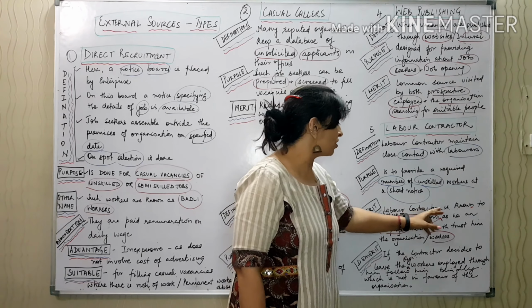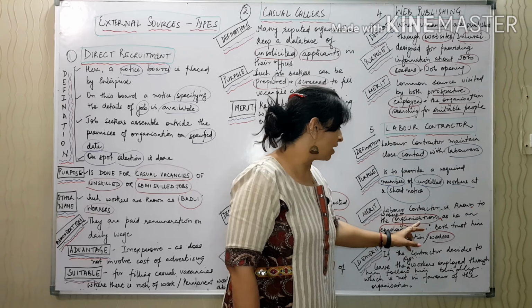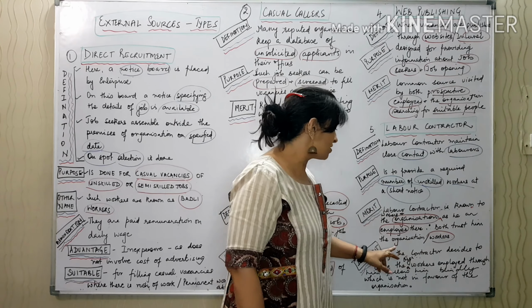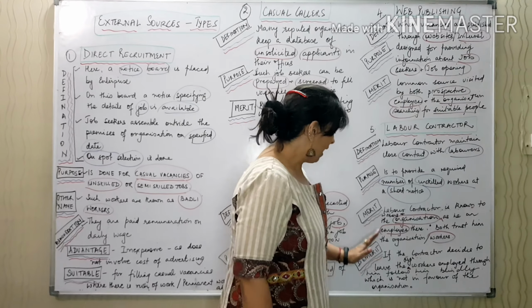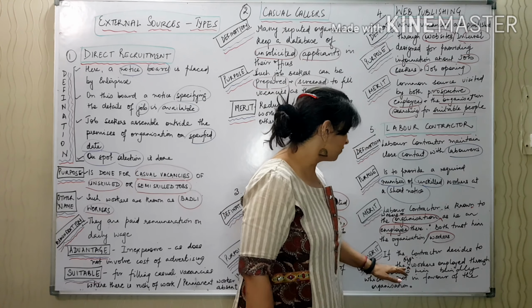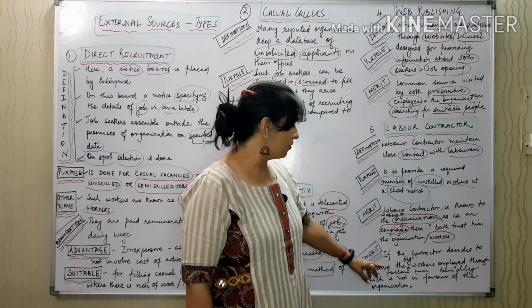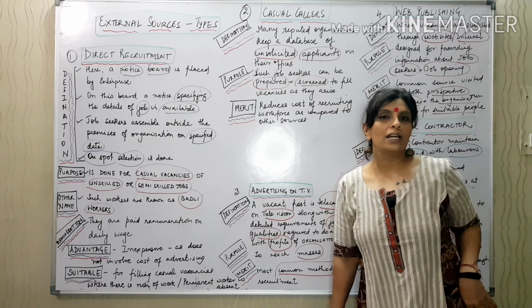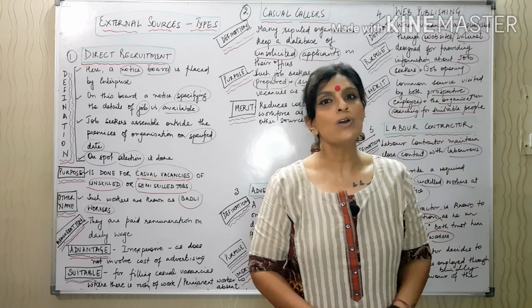Then the merit is that the labor contractor is known to the workers and the organization, as he is an employee there. So both the organization and the workers trust him. And the demerit is that if the contractor decides to leave the organization, the employees employed through him also follow suit. They just follow him blindly and do not take anything into consideration.